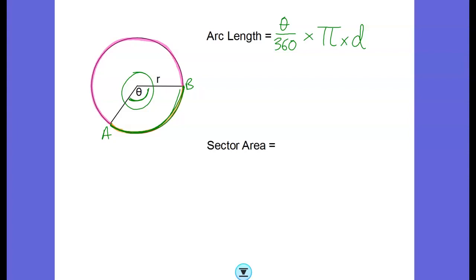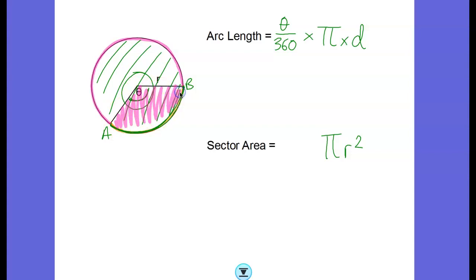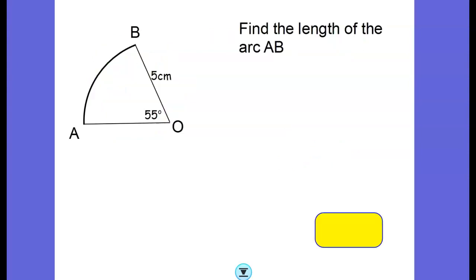For the sector area, the principle is the same. If I had the whole area of this circle, I would have pi times the radius squared. But if all I've got is this sector area here, AOB, well, I've got this fraction of the whole circle. All you're doing is working out what fraction of the whole circle you've got, and then using your formula for area of a circle, or if you're doing an arc length, your formula for circumference of a circle. Let's see that in practice with an example.